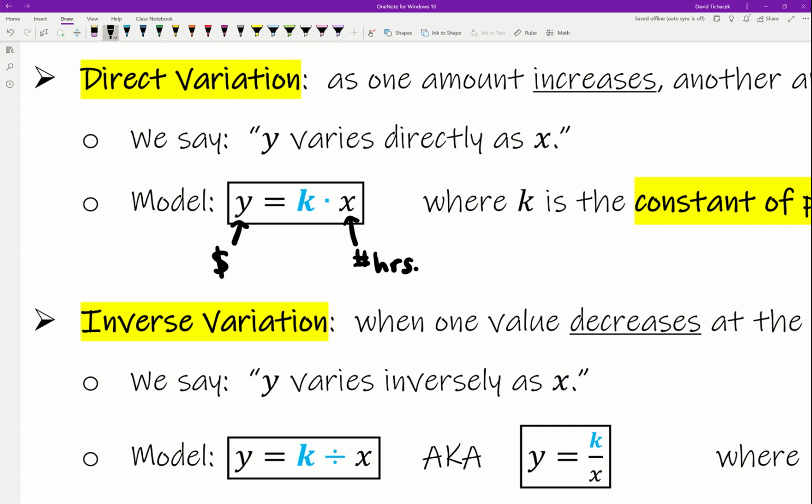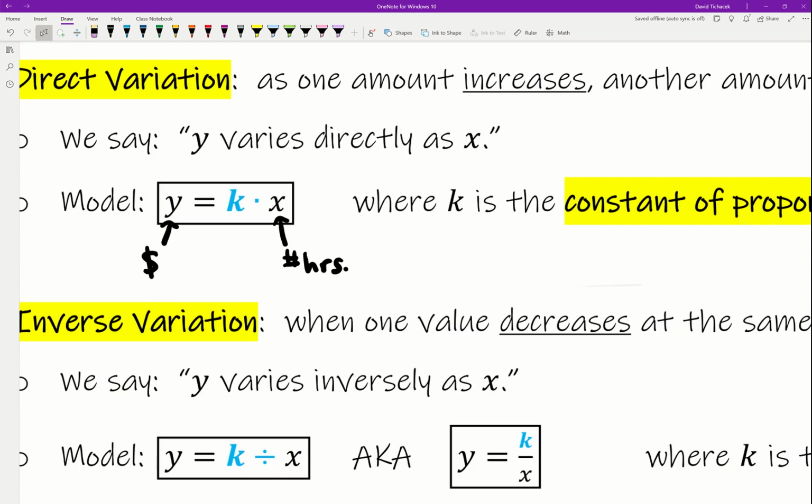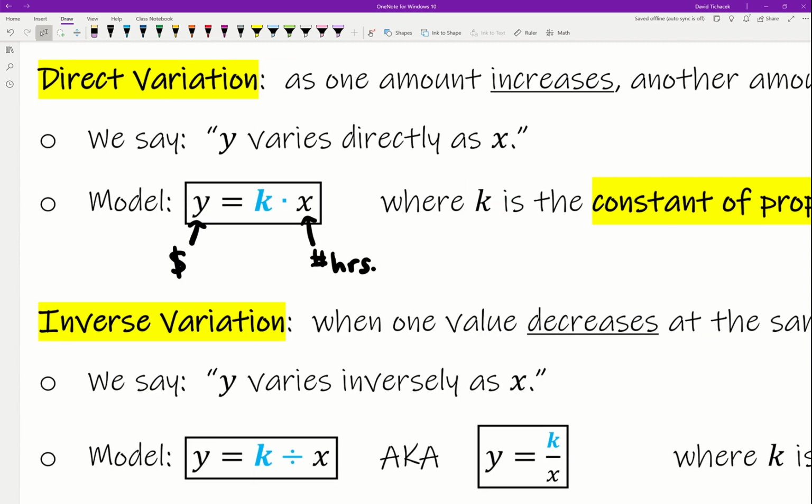And so this is what we call a direct variation because of the definition up here, right? It says as one amount increases, the other amount increases at the same rate. So I really like that example of the number of dollars as it relates to the number of hours you work. The more hours you work, the more you get paid. So they grow together, okay?